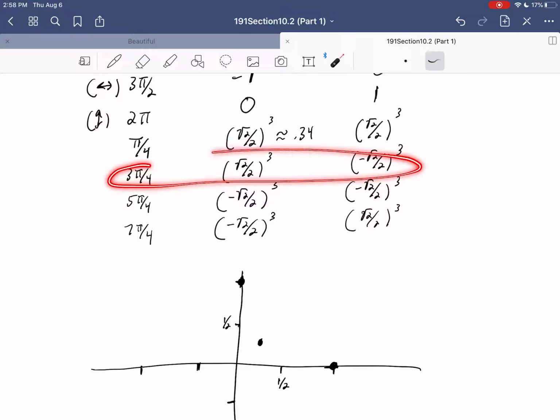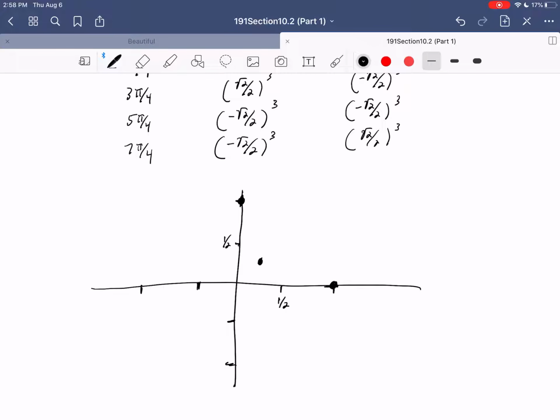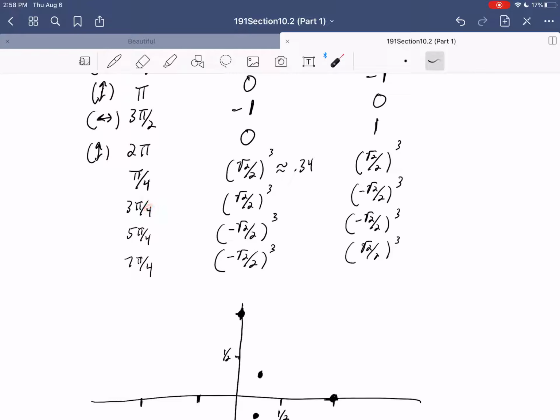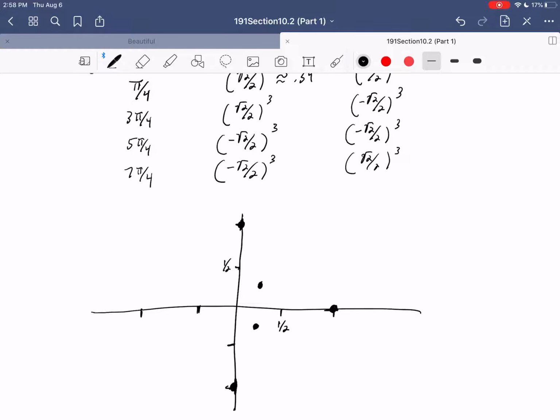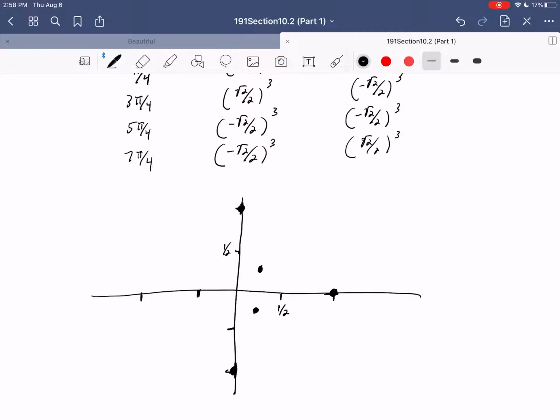Now we have 3 pi over 4. That would be the next value of the parameter. That would be positive 0.34 and negative 0.34. So it looks like we'd have something right about there. Then that was 3 pi over 4. So the next one would be pi, where we have 0, -1. And so that would put us down here. And of course, it would be vertical there again. Then after pi, we'd be at 5 pi over 4, which would be negative 0.34 and negative 0.34 or so. So something like right about there.